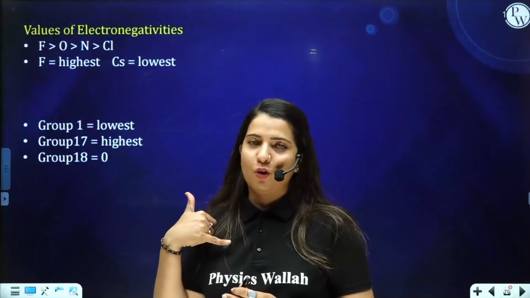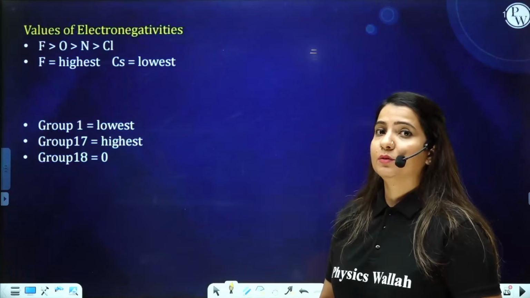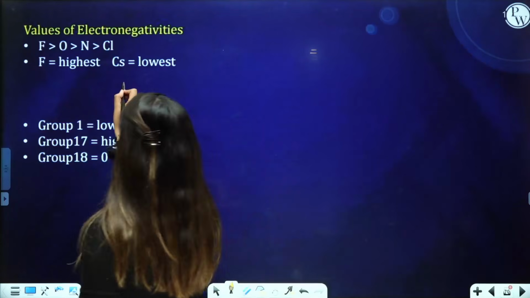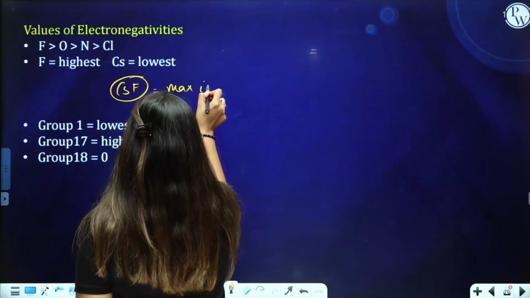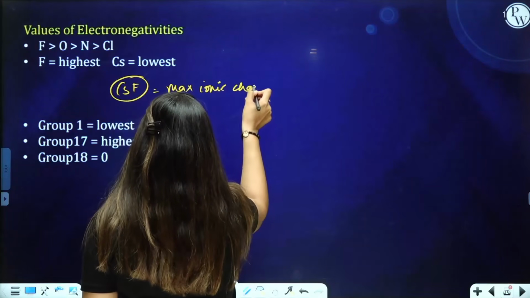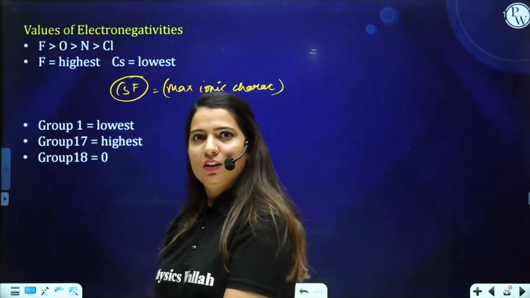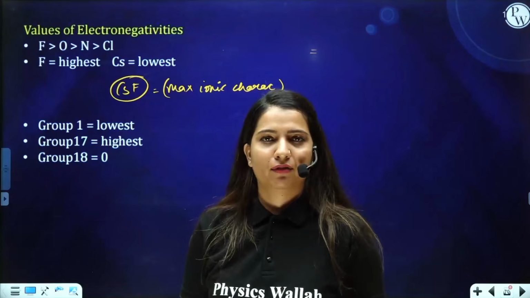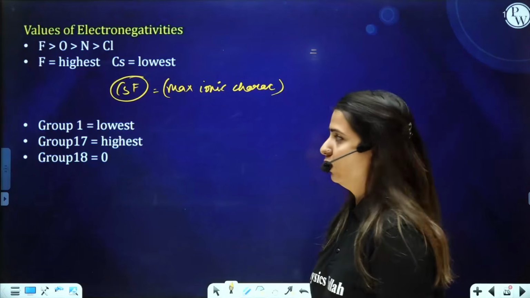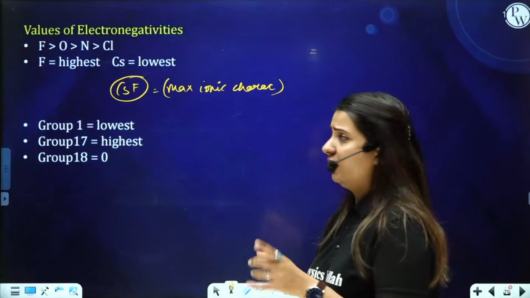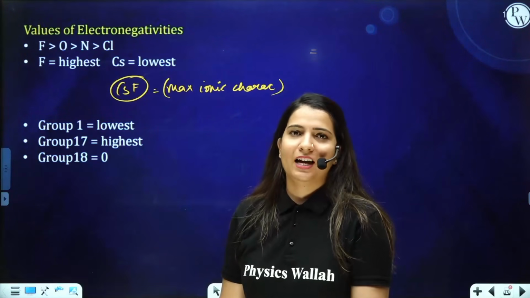Values of electronegativity. Just learn them. Fluorine highest, cesium lowest. Remember, there is a compound known as cesium fluoride. This compound has maximum ionic character, because one is highly electronegative, the other is highly electropositive, and they have maximum electronegativity difference, and greater the electronegativity difference, greater is the ionic character. We will discuss this in chemical bonding also. Group 1 has lowest electronegativity, group 17 highest, and group 18 zero. They don't attract any electrons, so they have zero electronegativity.